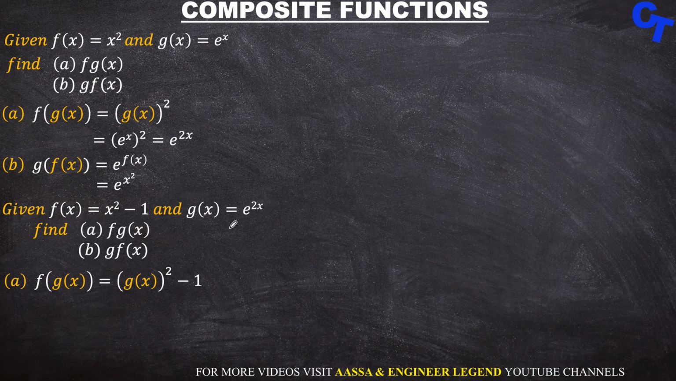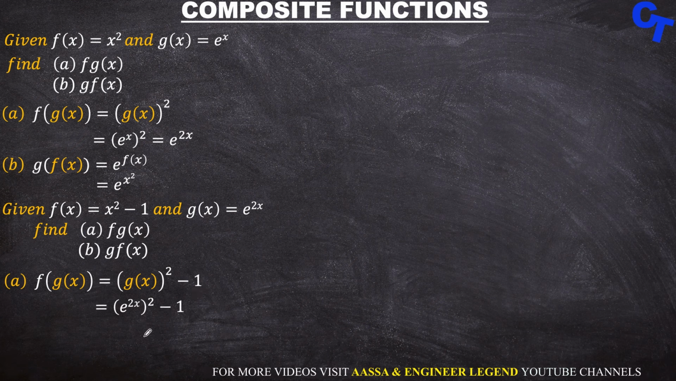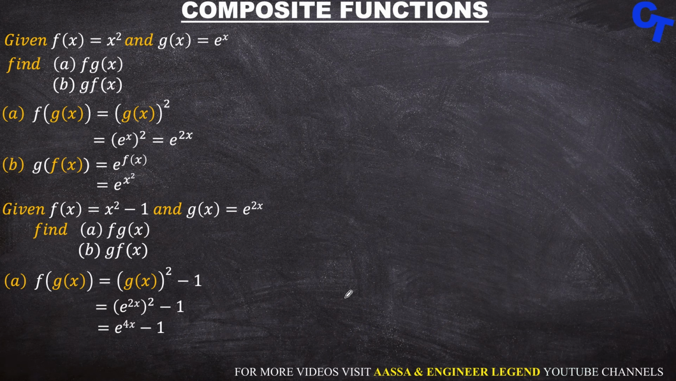Okay, so now on g(x) we have e to the power 2x, but also have this squared, right? So let's substitute right here, and we know that if we have powers, we can just multiply them, right? Okay, so we're going to have e to the power 4x minus 1.